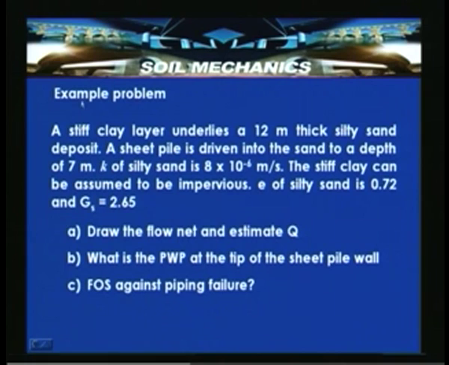So let us consider a problem where a stiff clay layer underlies a 12 meter thick silty sand deposit. A sheet pile was driven into the sand to a depth of 7 meters, and the silty sand has a permeability of 18 × 10^-6 meter per second, and the stiff clay can be assumed to be impervious. The void ratio e of the silty sand is 0.72 and the specific gravity of the solids is 2.65. We need to do the flow net construction, estimate Q, the pore water pressure at the tip of the sheet pile wall, and the factor of safety against piping failure. Whatever we have discussed, let us try to look into these numerically.